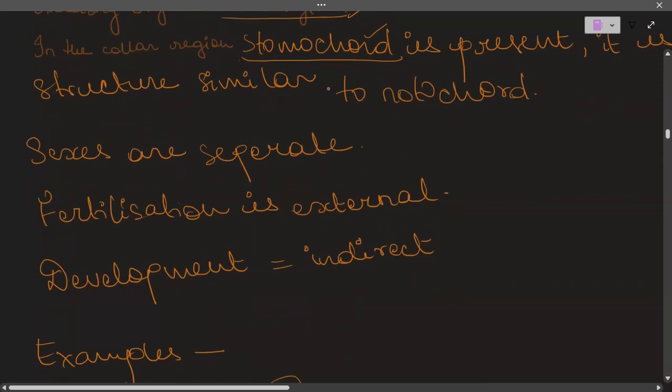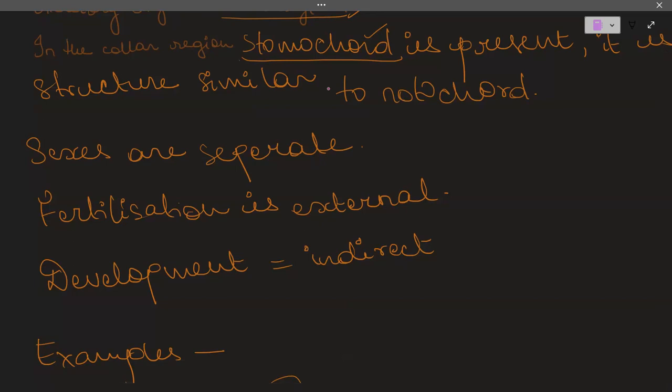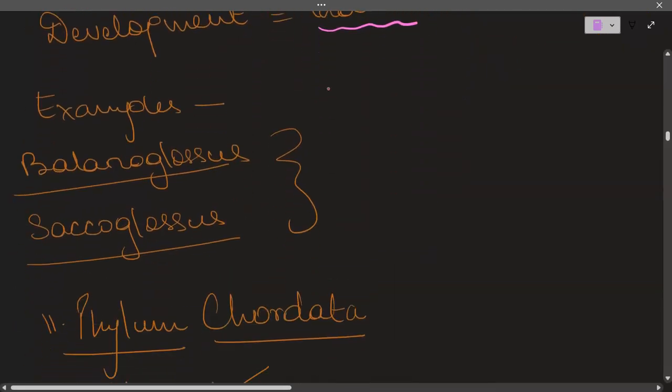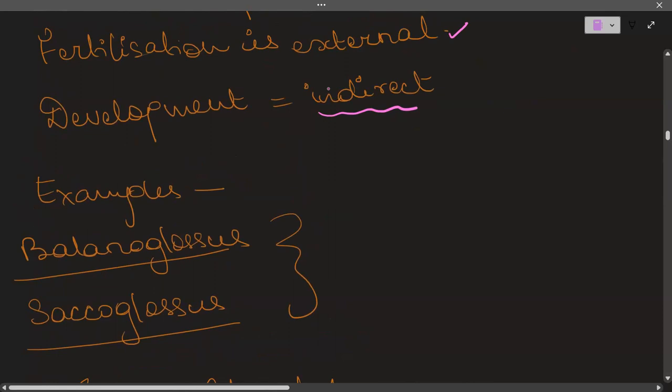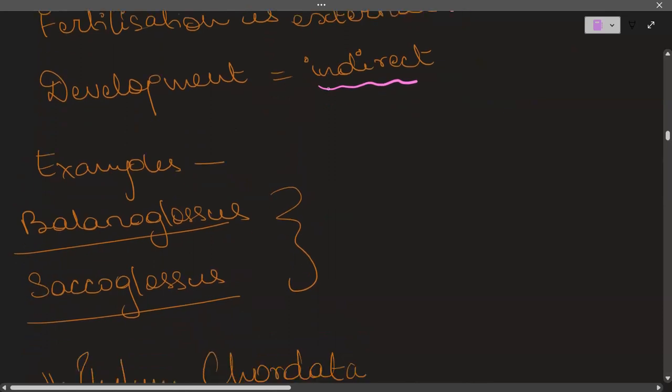The sexes are separate, meaning the male and female can be distinguished. And the fertilization is external, happens outside the body. Development is again indirect development. The examples of this particular phylum, Hemichordata, are balanoglossus and sacoglossus.